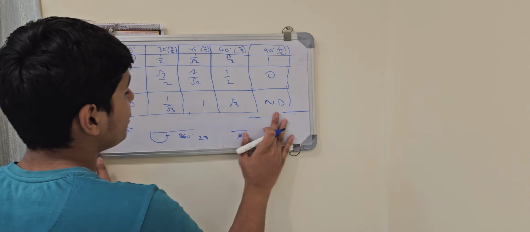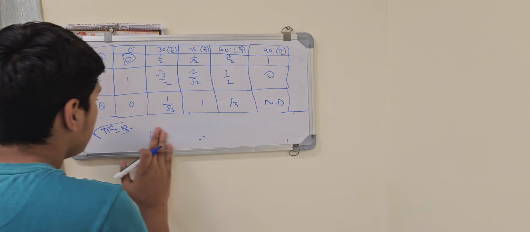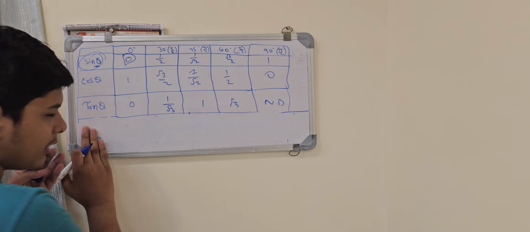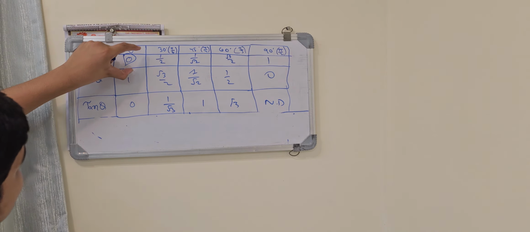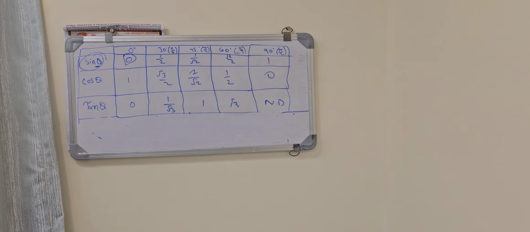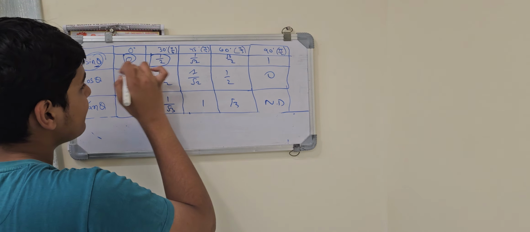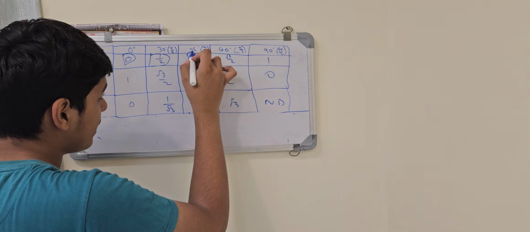This is a class 10 concept which I am only revising over here, because for small angle approximation you need this basic concept. Now look, sine theta at angle 0 is 0. At 30 it is 1 by 2, you can see here. At sine theta, if theta is equal to 45, that is 1 by root 2.